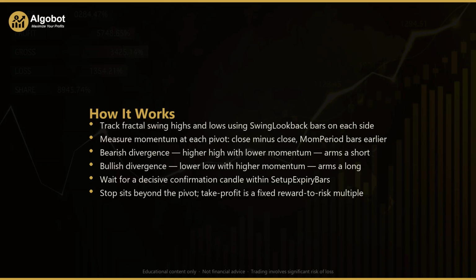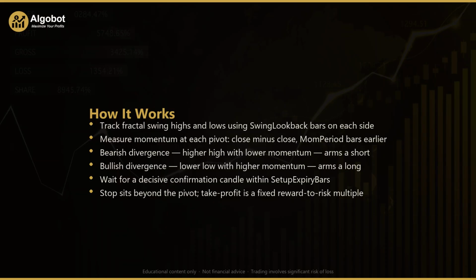Arming does not mean entering. The strategy then waits for confirmation. On each new bar, it checks for a decisive candle, one whose body is at least 40% of its total range, so it isn't a weak, indecisive bar. For a short, that candle must also close below its open and below the prior bar's close, showing real downside follow-through. For a long, it must close above its open and above the prior close. If that confirmation doesn't appear within the setup expiry bars window, which defaults to 5 bars, or if price breaks past the pivot and proves the idea wrong, the setup is discarded.